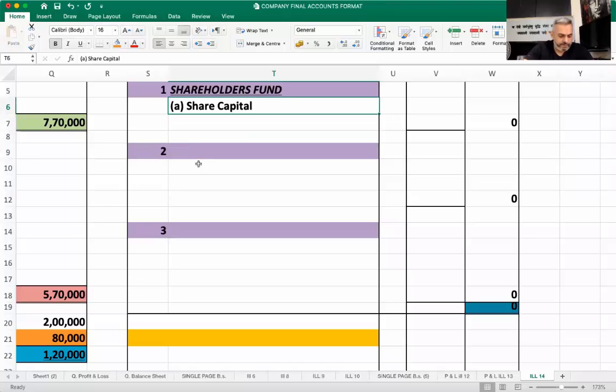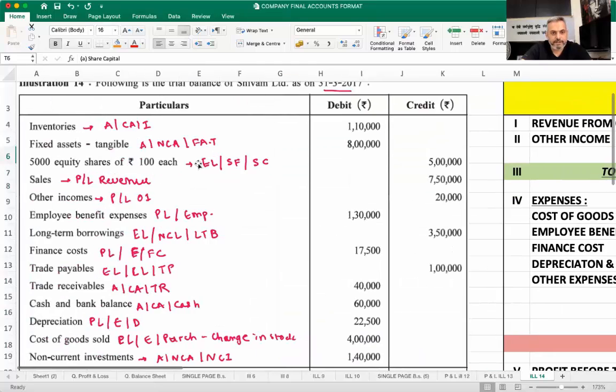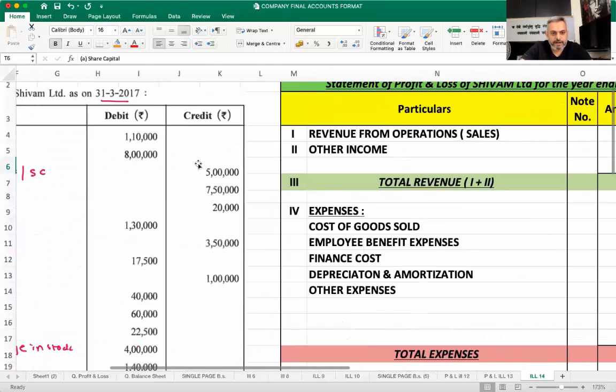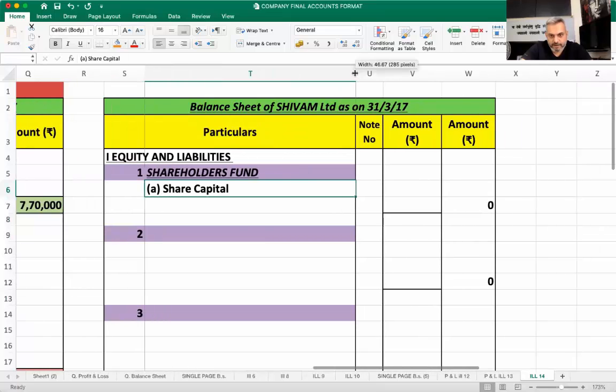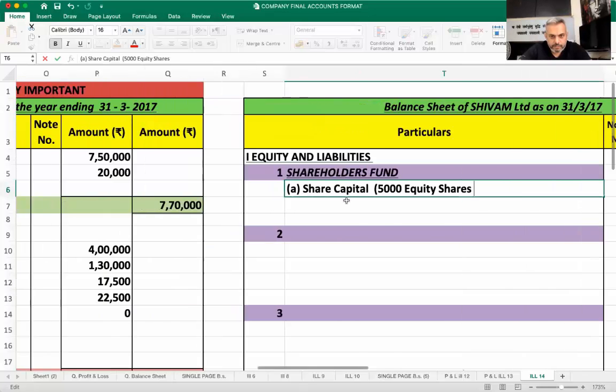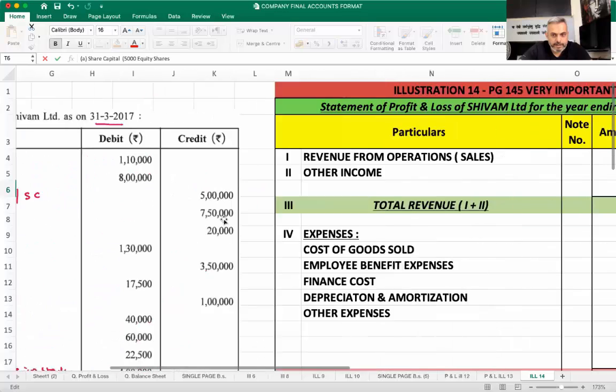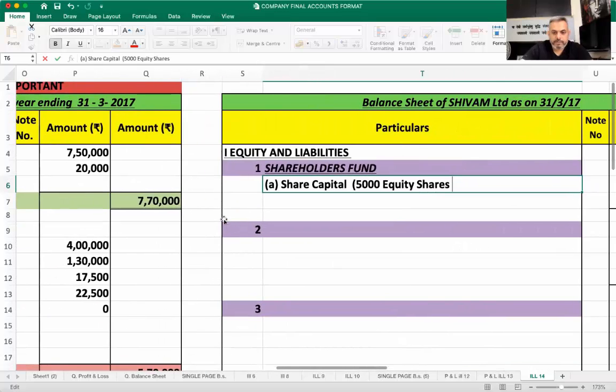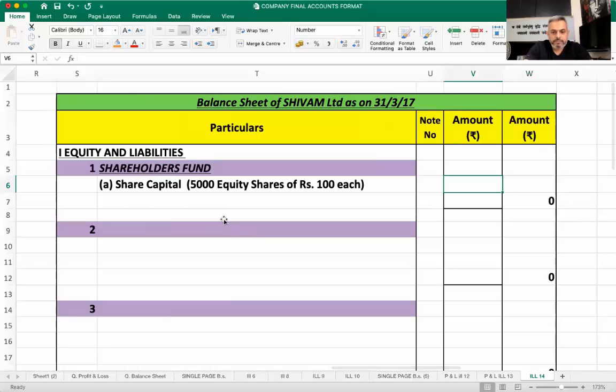Now, share capital, how much do we have? 5,000 equity shares of 100 each, 5 lakh. So I'll mention it. 5,000 equity shares of 100 each. So 5 lakhs.